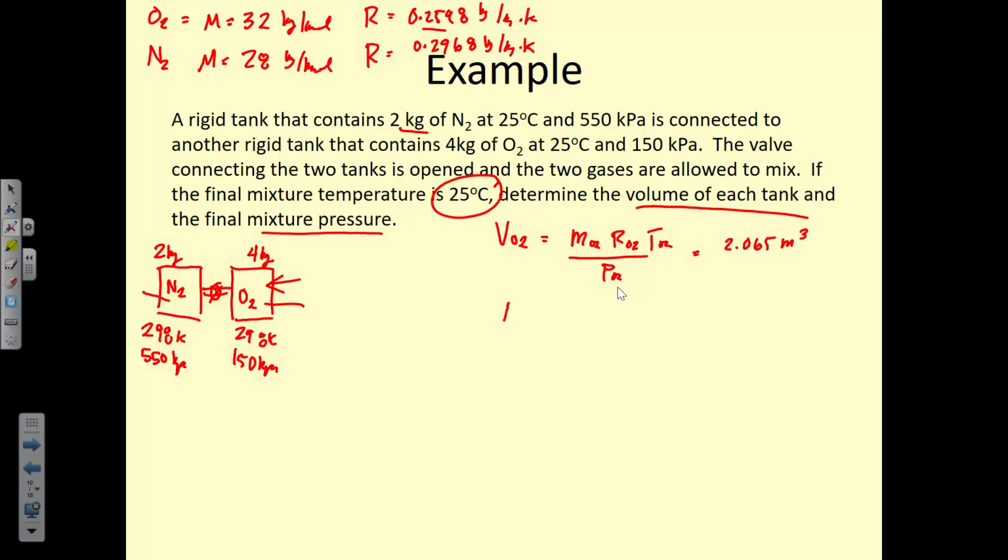We do the same thing for the volume of the nitrogen, so this is mRT over P. All of these are nitrogen values, and we find that it's 0.322 meters cubed. Okay, so while they are separate and distinct, it's very easy to calculate their volume. Is that a capital M or a lowercase m? Lowercase m.